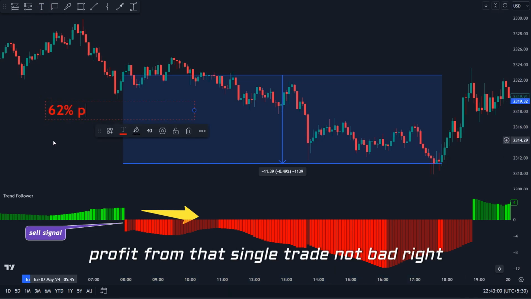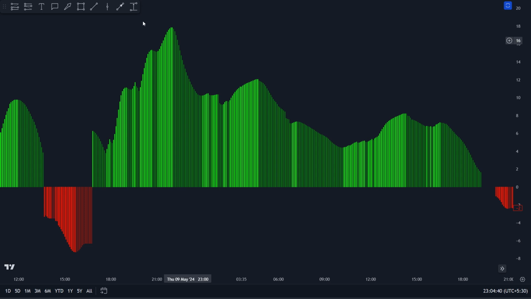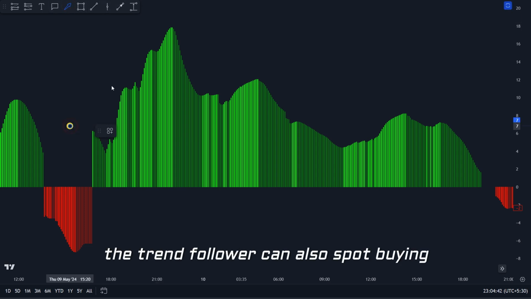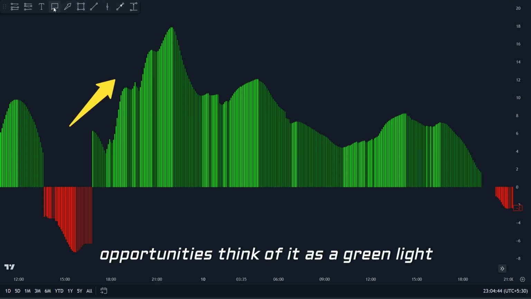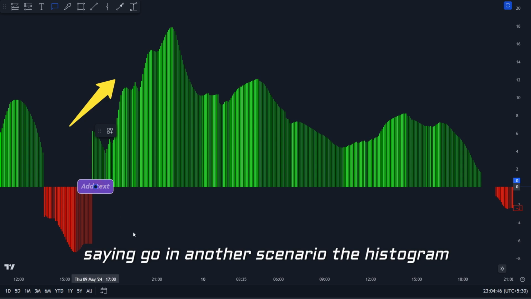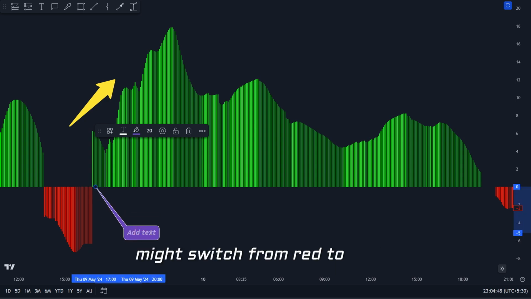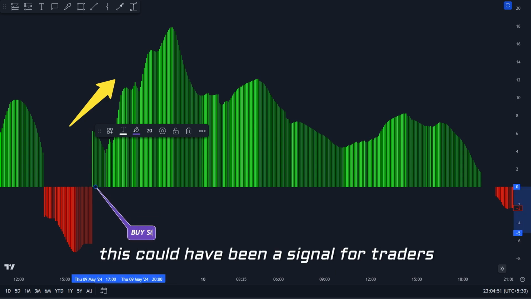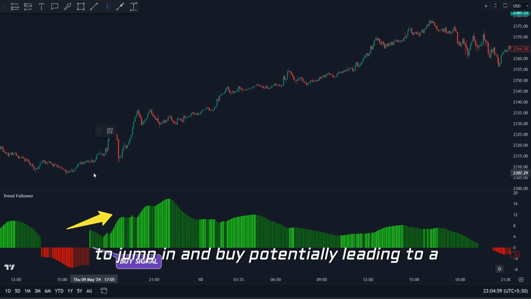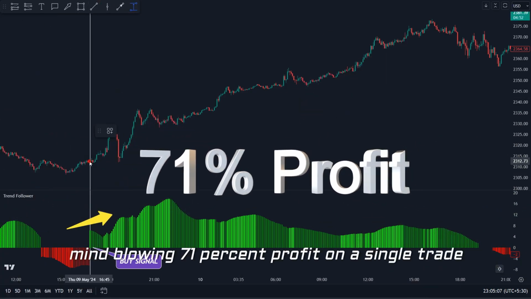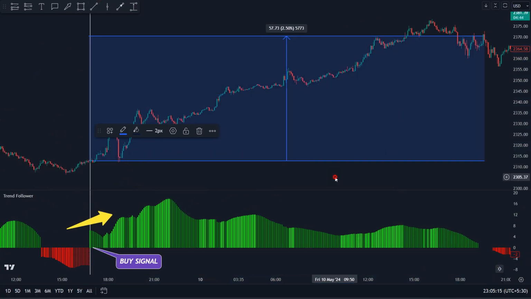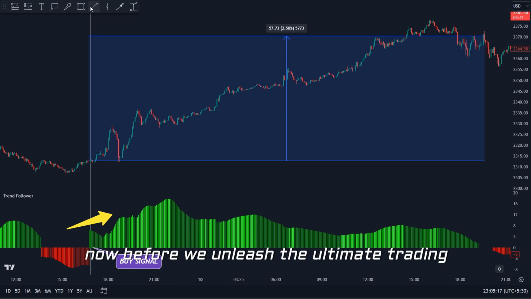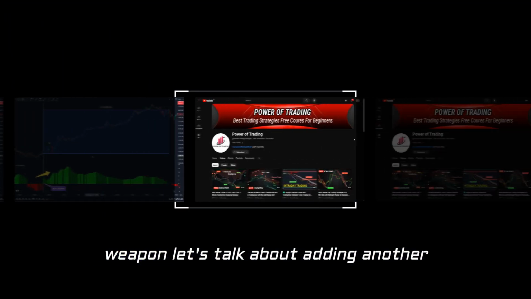Not bad, right? But wait, there's more. The trend follower can also spot buying opportunities. Think of it as a green light saying go. In another scenario, the histogram might switch from red to green. This could have been a signal for traders to jump in and buy, potentially leading to a mind-blowing 71% profit on a single trade.